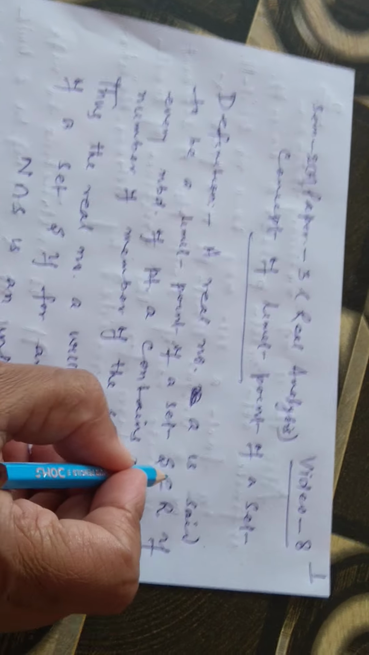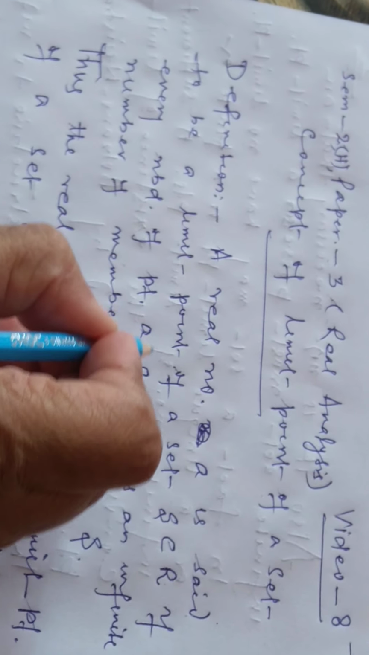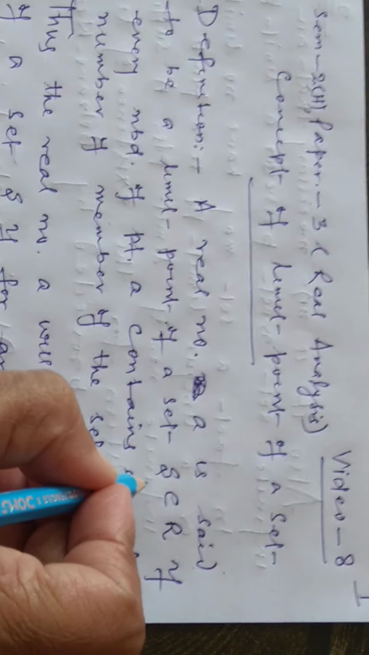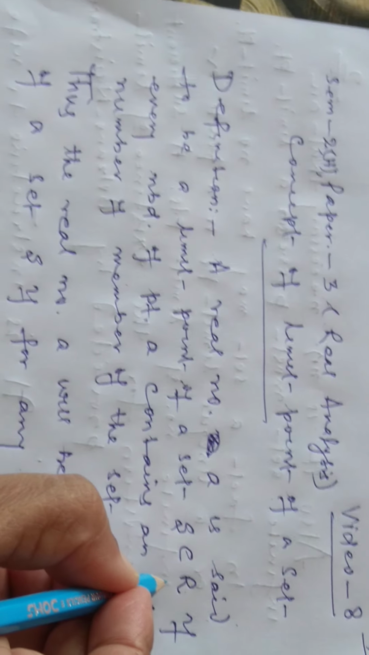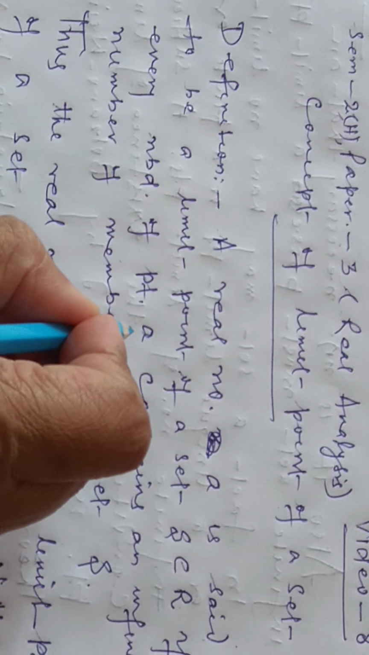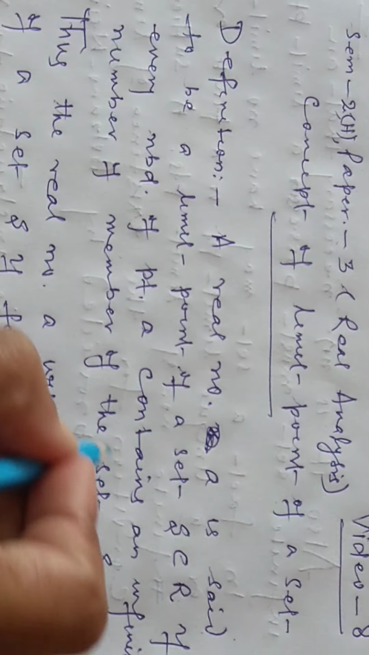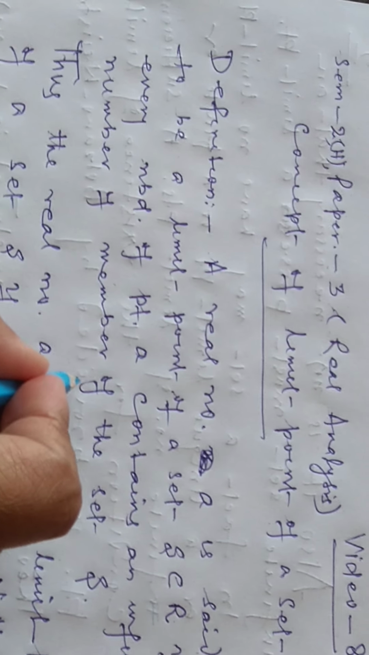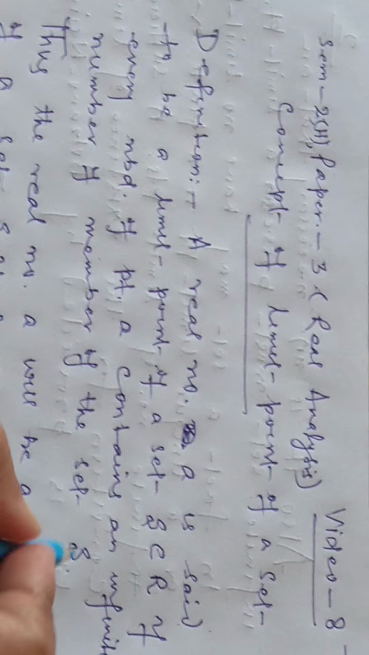Definition: a real number a is said to be a limit point of a set S, which is a subset of R, where R is the set of real numbers, and students are familiar with the set of real numbers, if every neighborhood of a point A contains an infinite number of members or points of the set S.